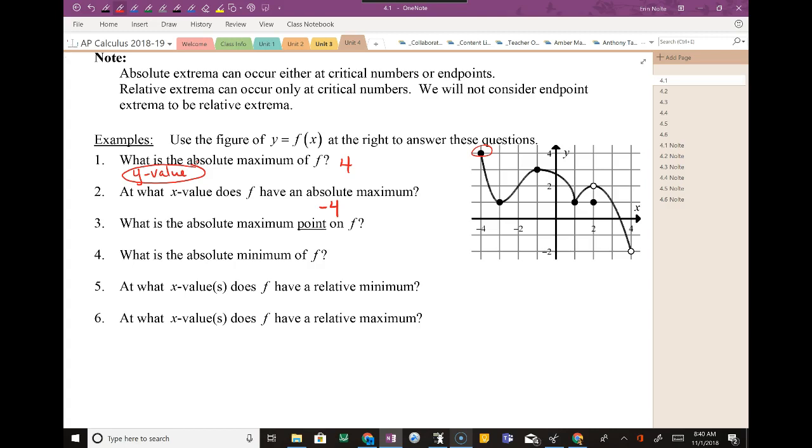Okay, so for question 3, let's see if I can read this right this time. What is the absolute maximum point of the function? Negative 4, 4. Good. Okay, so just be aware they're going to ask you different things. Okay, points I think are pretty obvious. It's straightforward. X value, again, straightforward. But the max, I think that's maybe the least straightforward. All right, question number 4. This is the one I've been waiting for, apparently. What is the absolute minimum of this function?